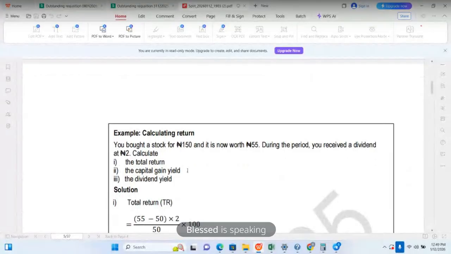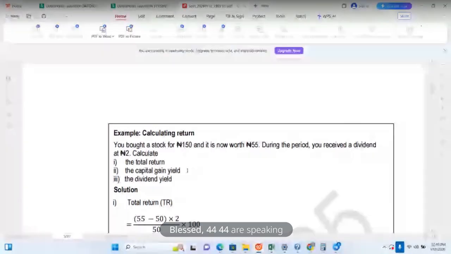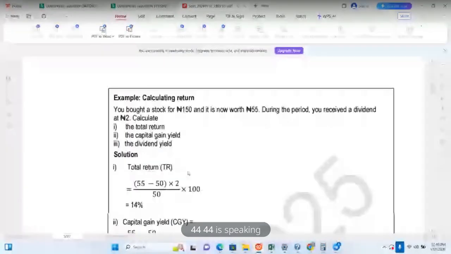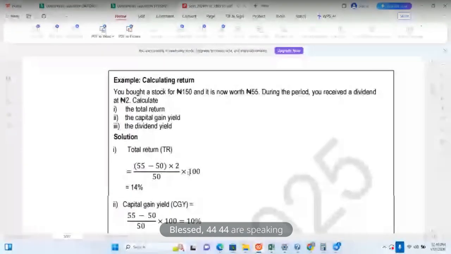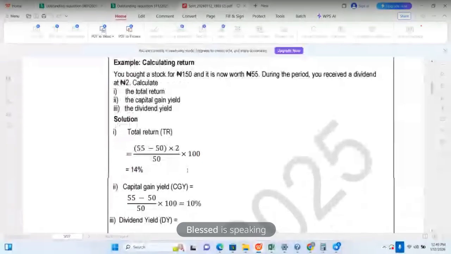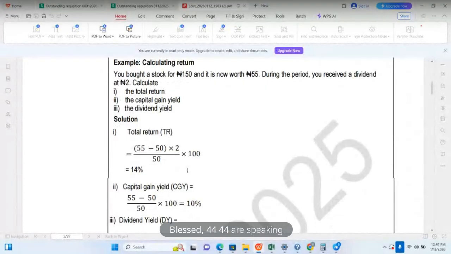This 150 is supposed not to be 150, it's supposed to be 50. You bought a stock for 50 and it's now worth 55. There is a mistake here. I'm not saying the question, I'm just saying the concept of it. Whenever you are not seeing it, just let me know. So now you bought a stock for 50, and it is now worth 55 naira.